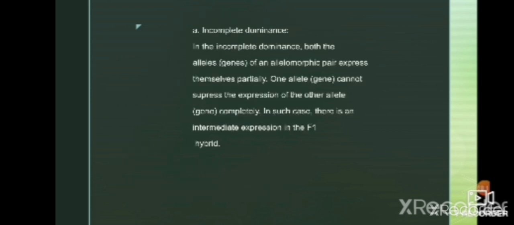First, incomplete dominance. In incomplete dominance, both the alleles or genes of an allelomorphic pair express themselves partially. One allele or gene cannot suppress the expression of the other allele or gene completely. In such a case, there is an intermediate expression in the F1 hybrid.